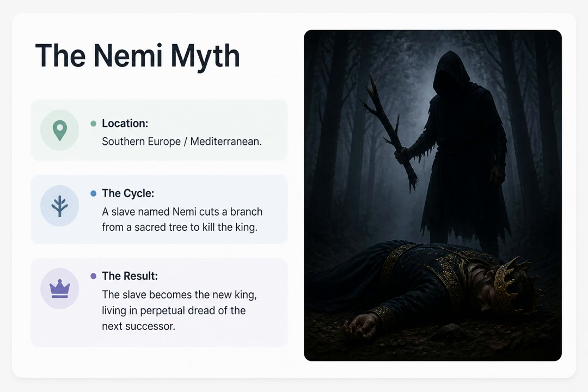He began with two specific narratives. The first is the Nemi myth, a story common in the Mediterranean region of southern Europe. It centers on a king of the forest who has a slave named Nini. The slave breaks a branch from a sacred tree, uses it to kill the king, and takes the throne. But having won the crown this way, the new king lives in perpetual dread, constantly watching that sacred tree, knowing that someday someone else will use a branch from it to kill him.